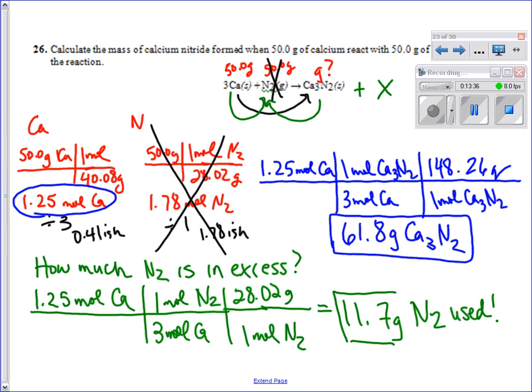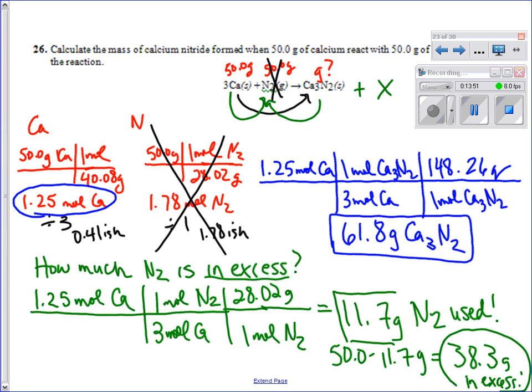Our question is how much is in excess? Well, we had originally 50.0 minus 11.7, 38.3 grams in excess. Y'all understand the concept. Don't forget the stoichiometry.